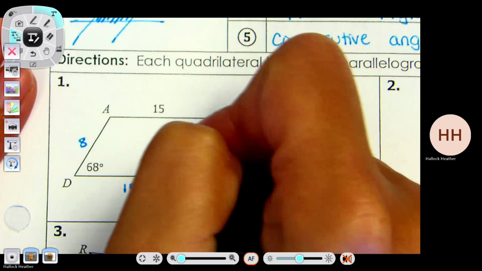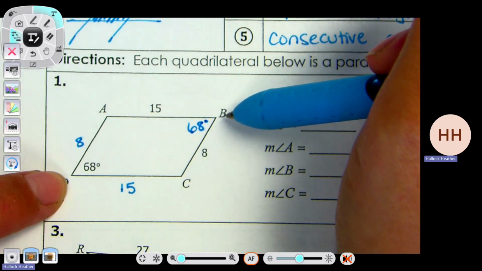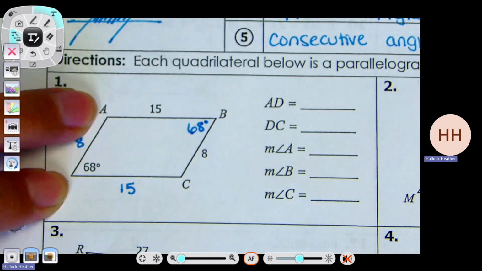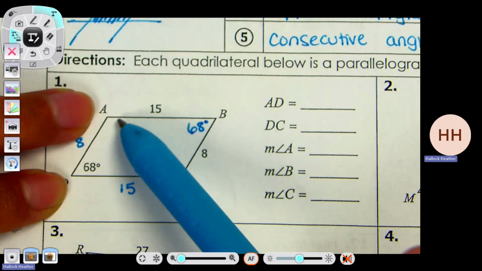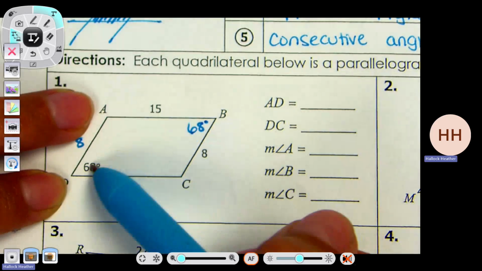B. Oh, okay. Opposite angles are congruent. How do you find the angle next to it? You subtract from 180. If you use your eyeballs and a little bit of common sense, this is bigger than this, so they have to add to make 180. They are not the same. So if I subtract from 180, how much is that?